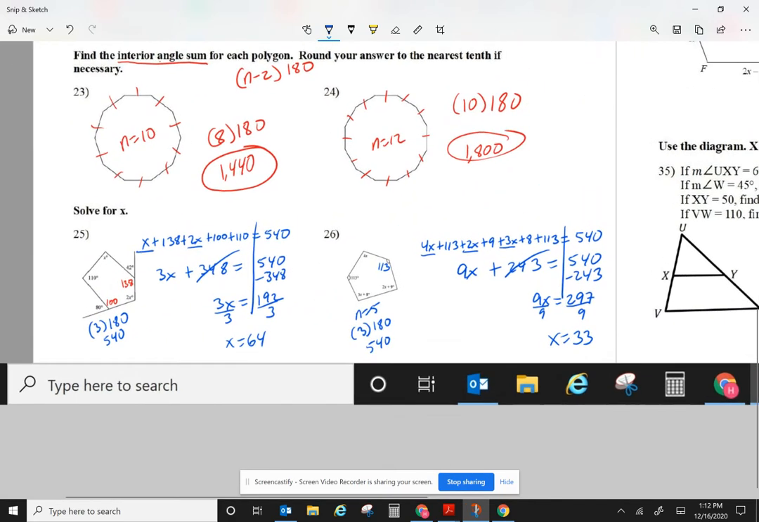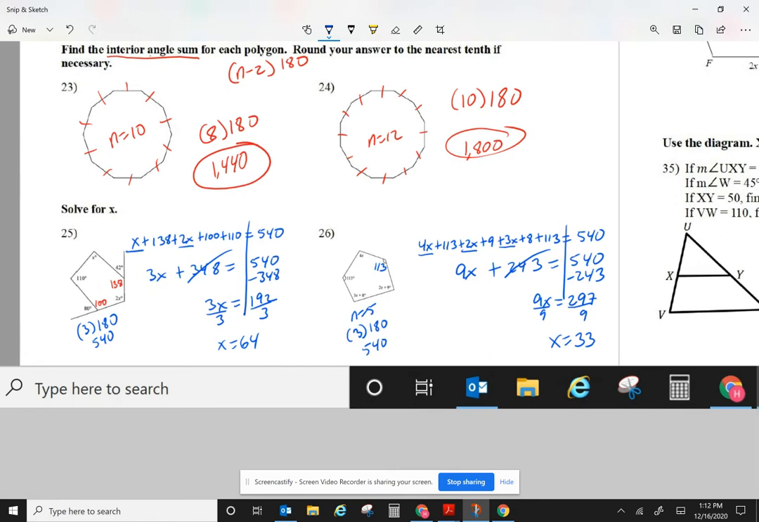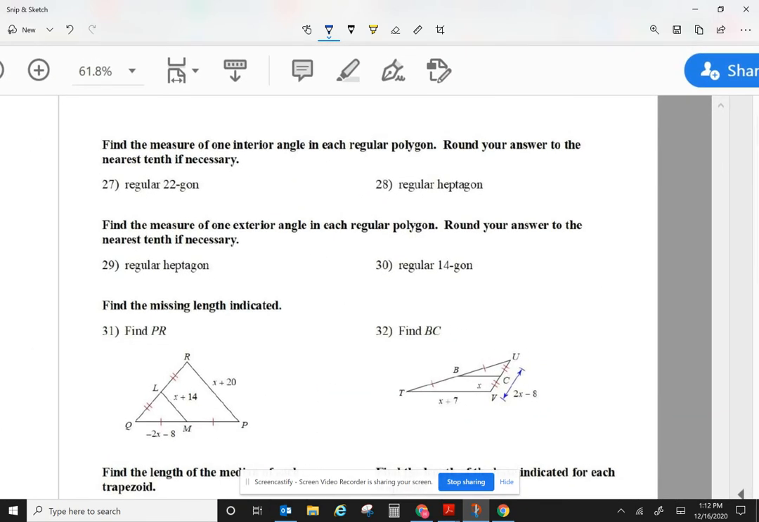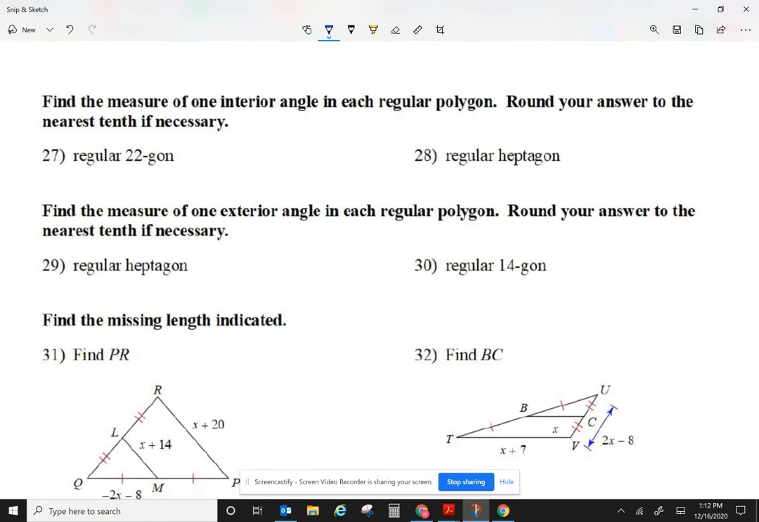So remember, for us to know how much all the angles on the inside add up to, it is n minus 2 times 180. I might just ask you to give me the interior angle sum, or I might ask you to solve for x. It's the same idea. Now, I can ask you just for one angle. Find the measure of one angle. I can give you the picture, and you can count the sides as well. Or I can just give you the name, right?